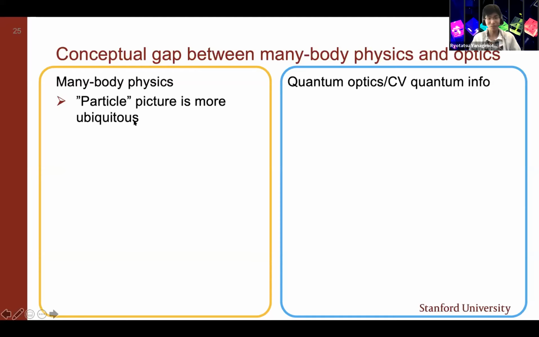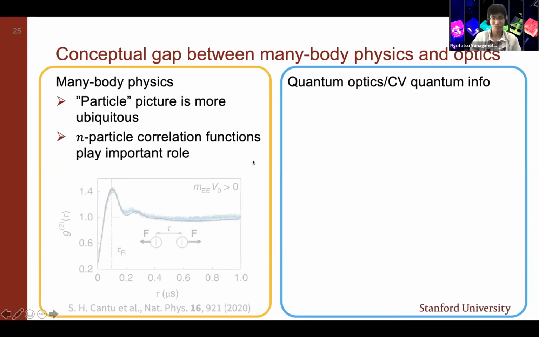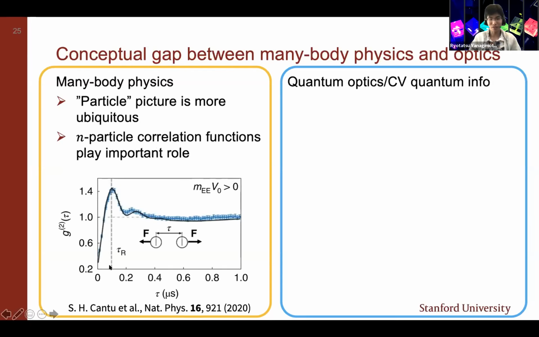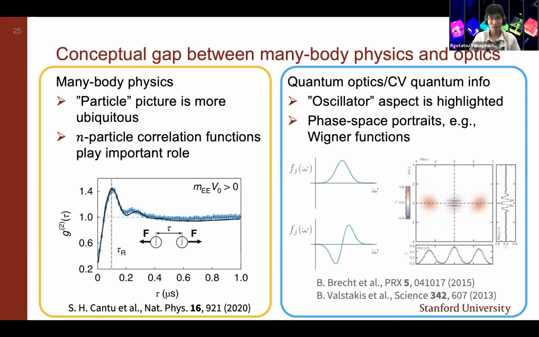So in many-body physics, they focus more on the particle picture, these particle aspects of photons. What it means is that what they are interested in tends to be n-particle correlation functions of these particles. So given that you find a particle here, what's the distribution of the other particle? Something like that. But in quantum information, or this quantum engineering picture, we are more interested in the oscillator aspects of the photons, which means something like Wigner functions of a quantum nonlinear oscillator, things like that.